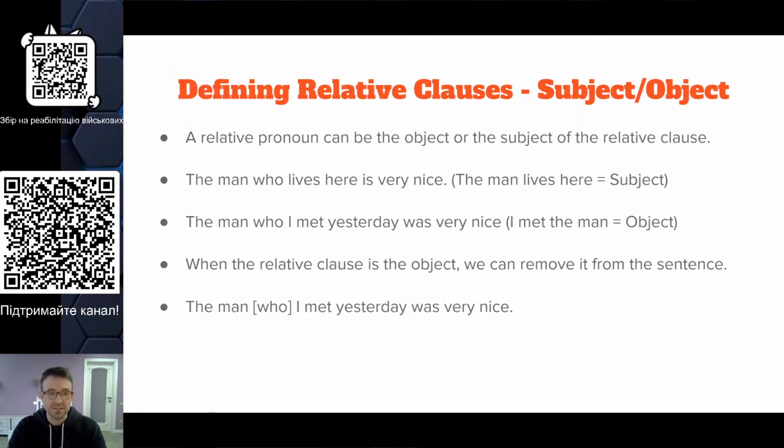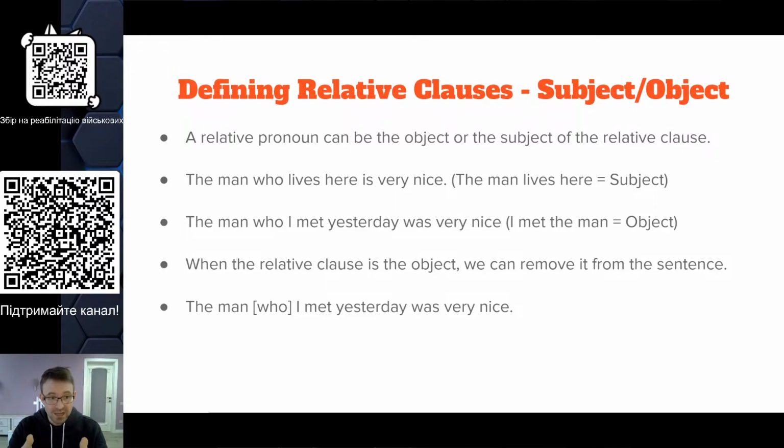Now, why is this important? This is important because when the relative pronoun is the object, then we can remove it from the sentence, and we don't need to use it if we don't want to. So, for example, we can say, the man who I met yesterday was very nice, but equally we can say, the man I met yesterday was very nice. And we can skip the relative pronoun who, or that in this case, because it is the object of the clause and not the subject.